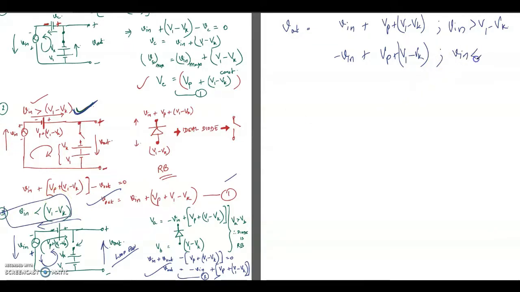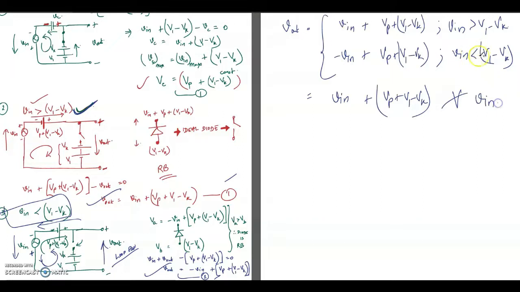Vn less than V1 minus Vk. I can combine these two and generalize it as Vn, which can be positive or negative based on where it lies, plus Vp plus V1 minus Vk. So let me generalize this for all Vn. That means it could be positive in this case and negative in this case. Either way, the equation is same. The only change is in Vn being positive or negative. This is the general equation.